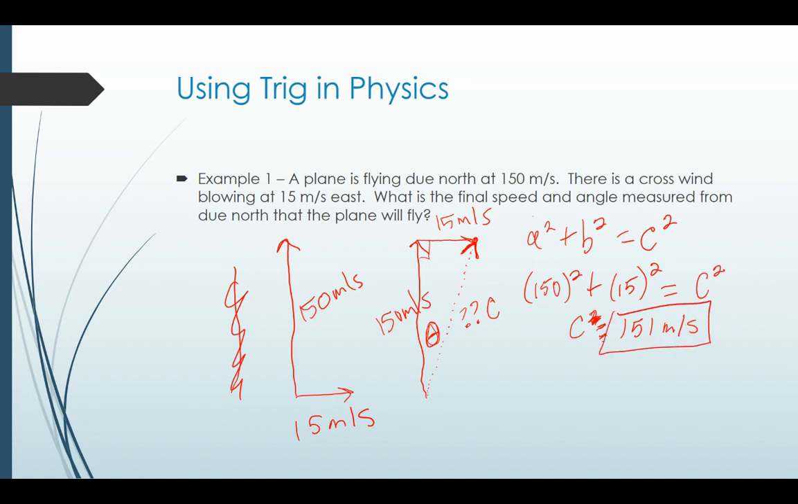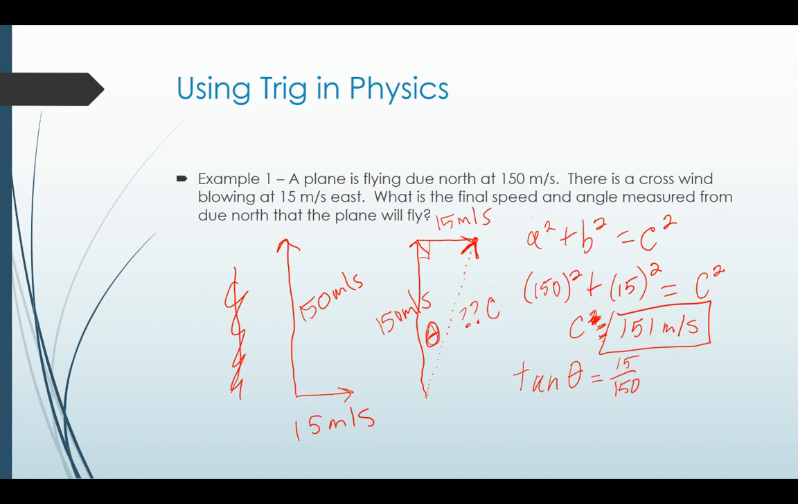So it's not terribly much greater than the normal 150 meters per second, but think about it: 15 meters per second due east compared to 150 is very small. So your hypotenuse is not going to be very large. And then I'm going to go ahead, although you could use any of the trig functions at this point, and use tangent just because I have my original two values, and I did round that to 151. Tangent of theta is opposite over adjacent, so I have 15 over 150.